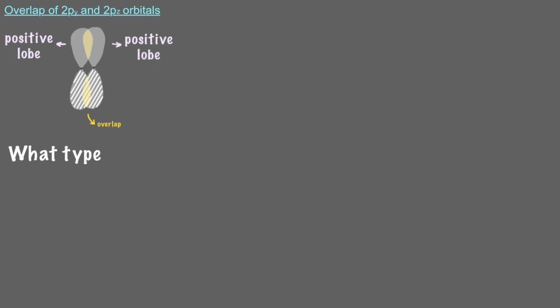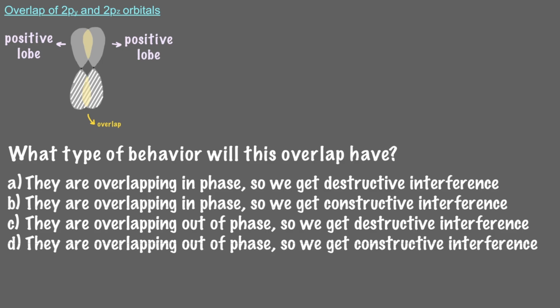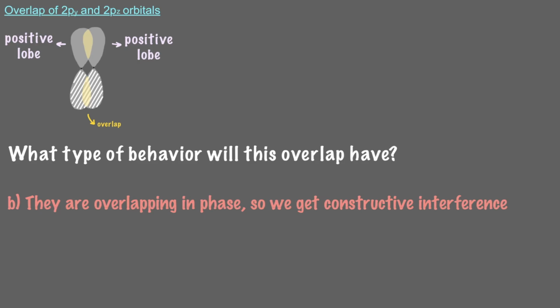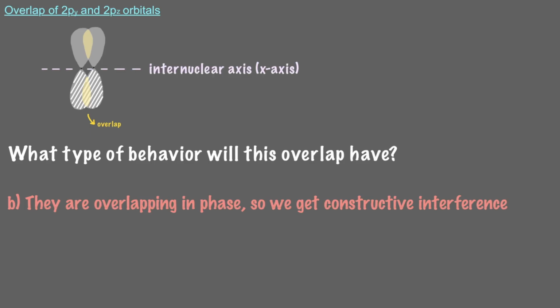What type of behavior will this overlap have? That's right, these two lobes are overlapping in phase, and so we get constructive interference. They add together and get bigger. The same thing is true about the two negative phase lobes. They're also overlapping with each other in phase, which leads to constructive interference. So, the lobes above the internuclear axis, the x-axis, add together constructively, and the lobes below the internuclear axis do too. But what about along that internuclear axis, the plane in which the two nuclei sit?